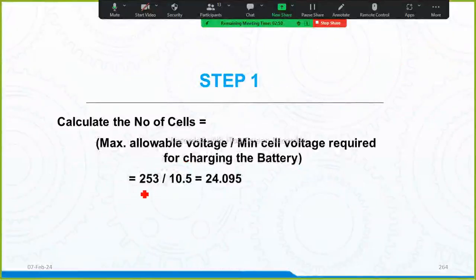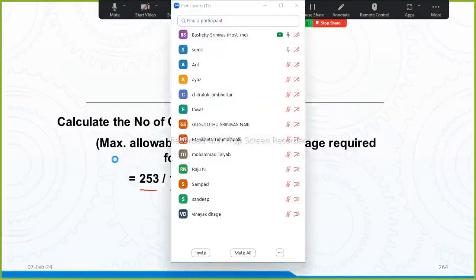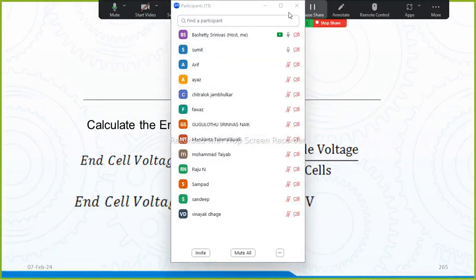So now the maximum allowable voltage is 253, and the minimum voltage required to charge the battery is 10.5. So what is the number of cells? 24.095 cells. I'll explain what this means. Now step 2: calculate the end cell voltage.